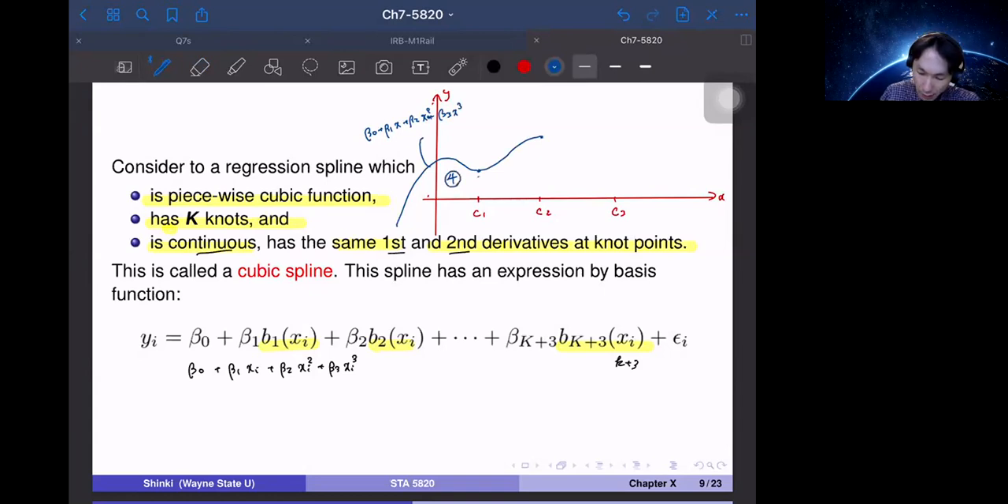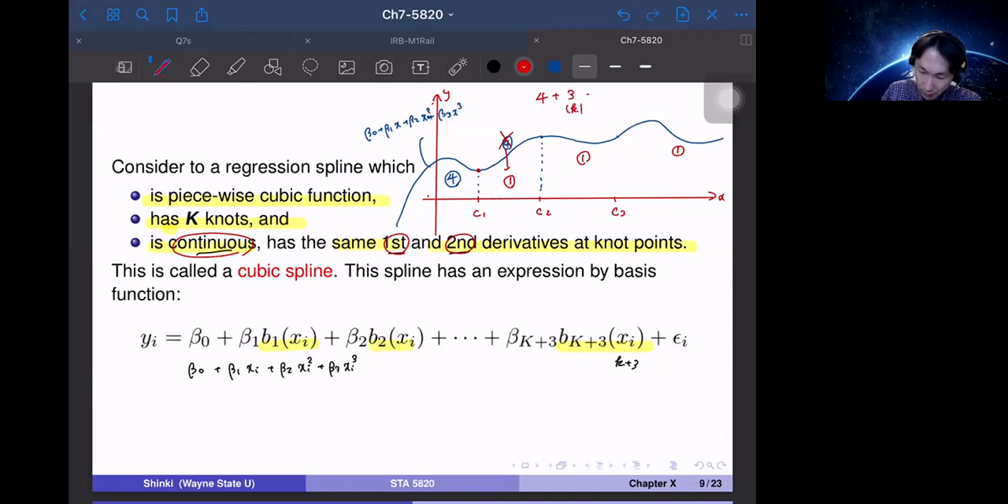For C1 to C2, we also have 4 parameters, but we have 3 constraints. One is continuity, one is the first derivative, and the other is the second derivative. So that means we only have 1 degree of freedom. To make it continuous, with the first and second derivatives coinciding with the first part, we lose 3 degrees of freedom, so we only have 1 additional degree of freedom. We continue the same thing for the next piece, so we have again 1 degree of freedom. Finally, we have 1 degree of freedom, so in total we have 4 plus k parameters.